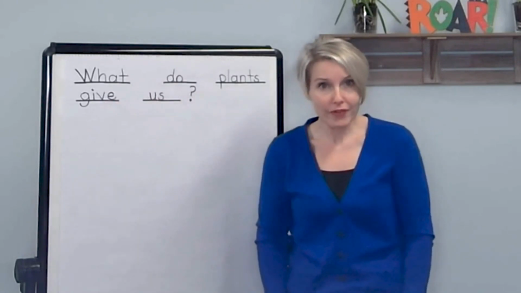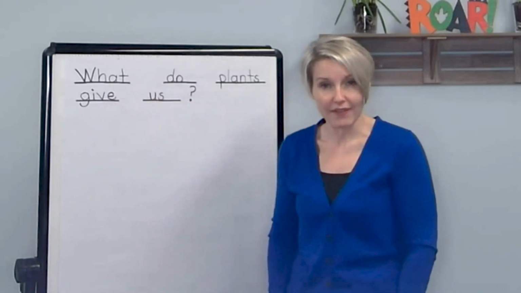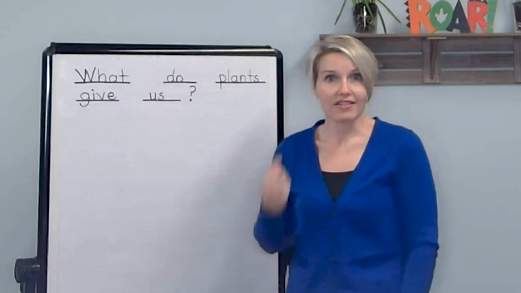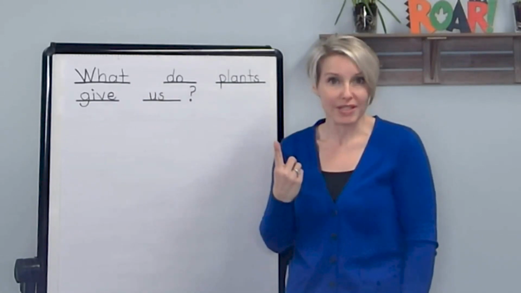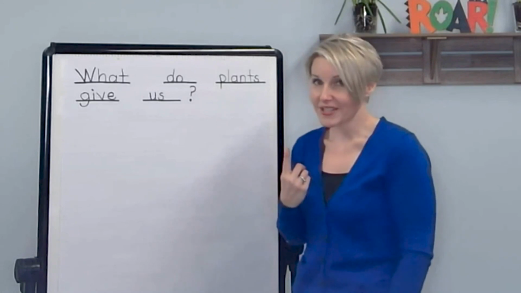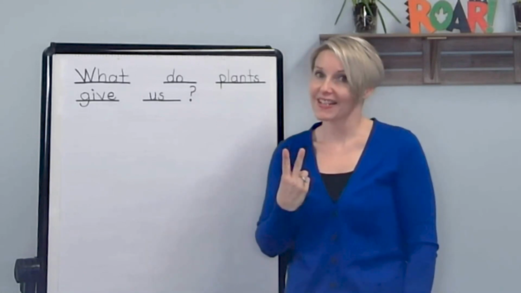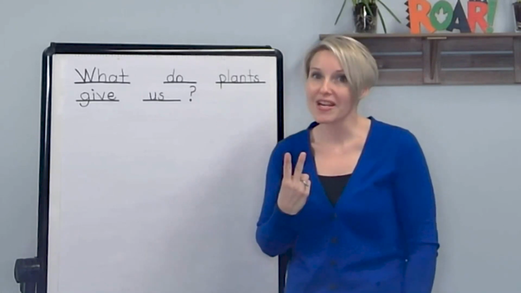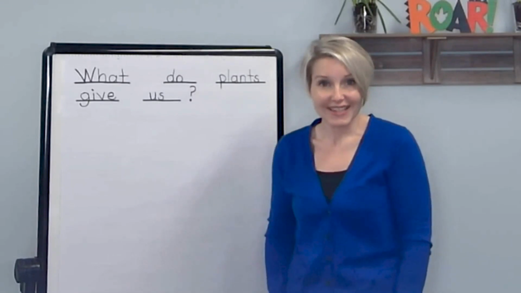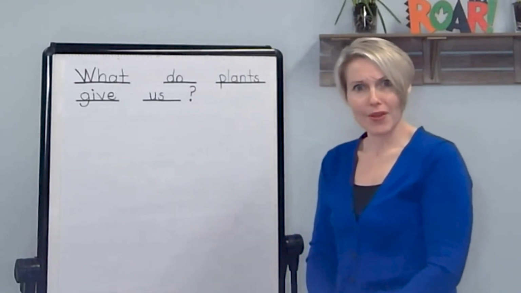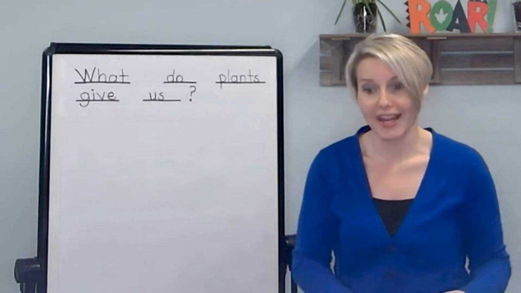Do you remember from the book some of the things that plants give us? Plants give us homes for animals and wood for people to build homes. Plants also give us clean air. And most important, plants give us food. Food to eat. That's right. Let's draw some of those things. You can draw any of them.